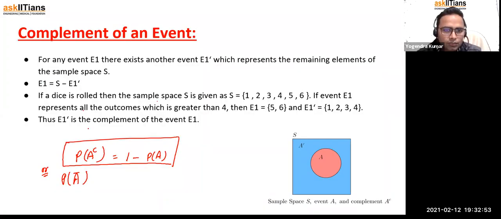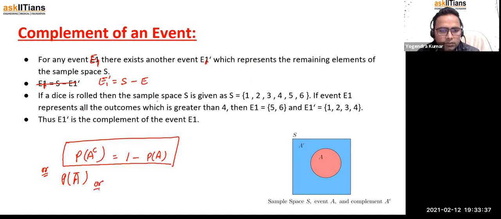Whatever I explained, that is what they are writing for any event E1. E1 with subscript 1, like this we should write it. There exists another event E1 dash, which represents the remaining elements of the sample space, right? So here E1 dash is equal to S minus E1.